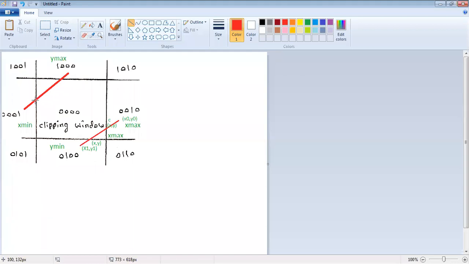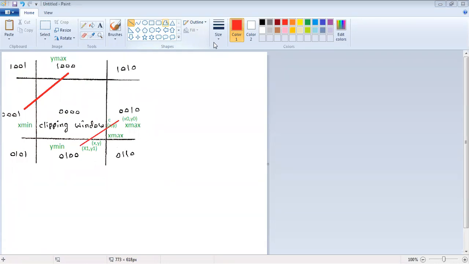On the same lines, if this region needs to be eliminated, if it is moving towards the left, that means it is moving beyond x min. If I need to get this particular point, x I can directly get: x is equal to x min. y I should calculate using the slope intercept formula. So this is the logic that we will be using to clip a line.